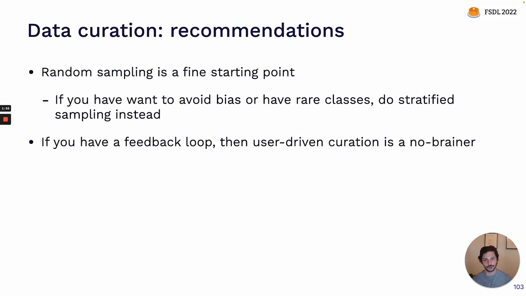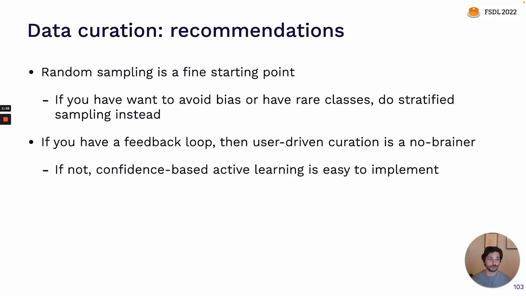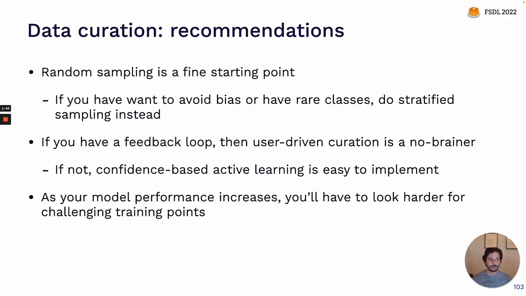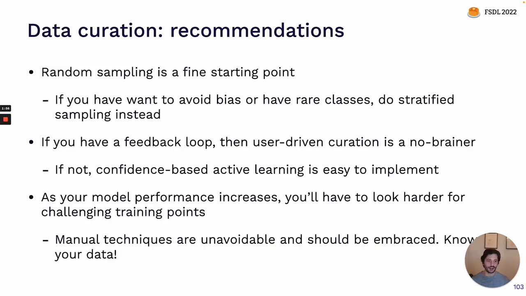This is definitely something that you should be doing and is probably going to be the thing that is the most effective in the early days of improving your model. If you don't have a feedback loop, then using confidence-based active learning is a next best bet because it's pretty easy to implement and works okay in practice. And then finally, as your model performance increases, you're going to have to look harder and harder for these challenging training points. At the end of the day, if you want to squeeze the maximum performance out of your model, there's no avoiding manually looking at your data and trying to find interesting failure modes. There's no substitute for knowing your data.